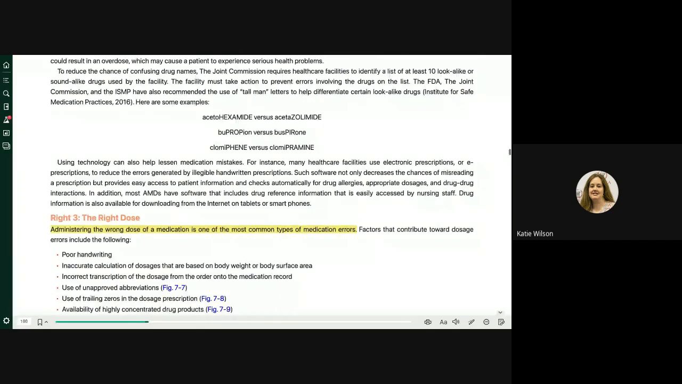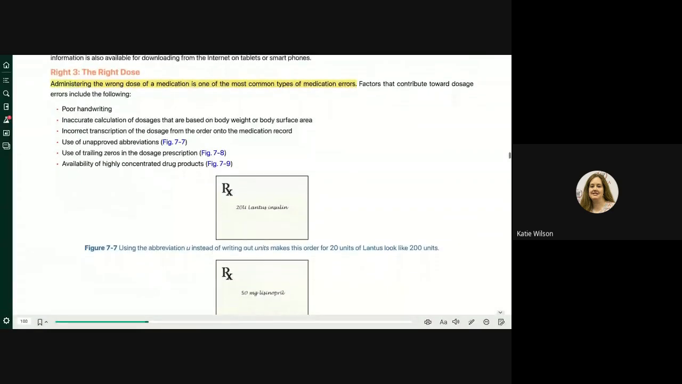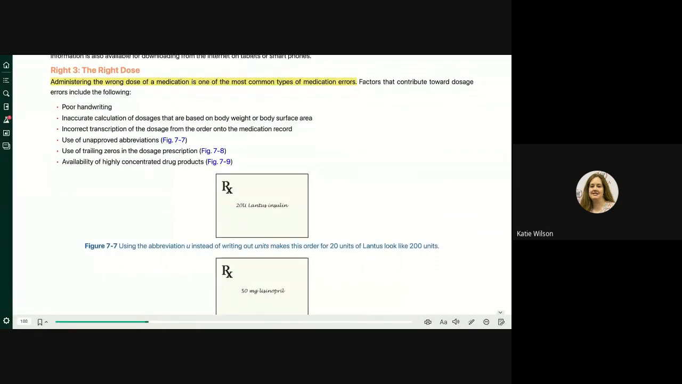Okay, number 3, the right dose. Administering the incorrect dose of medication is one of the most common types of errors. Things that could contribute to an error: poor handwriting. We've talked about examples like that, and placing a zero after a decimal point, a trailing zero, instead of a zero before it. Incorrect transcription of the dosage from the order onto the medication administration record, use of unapproved abbreviations, and the availability of highly concentrated drug products.